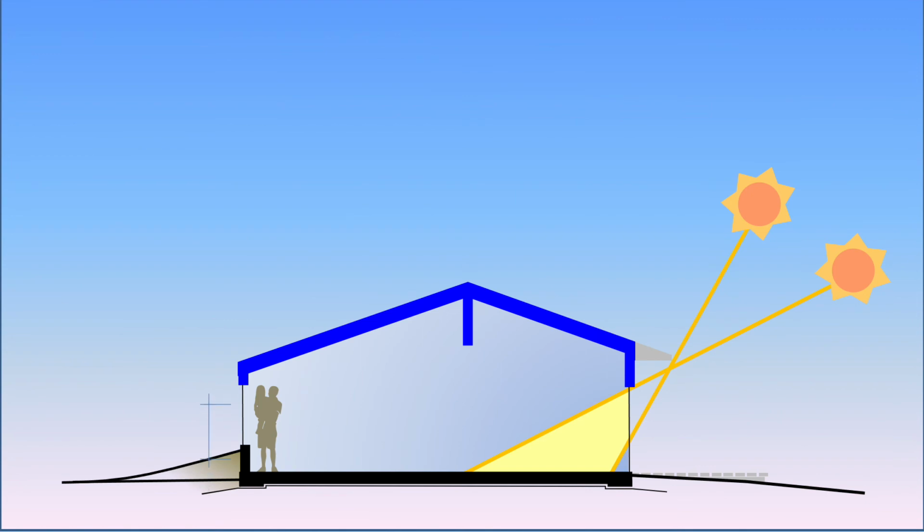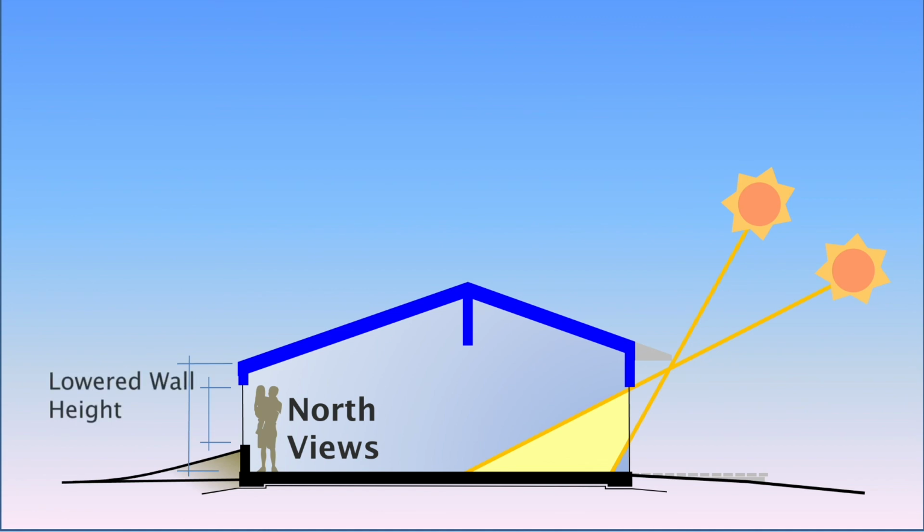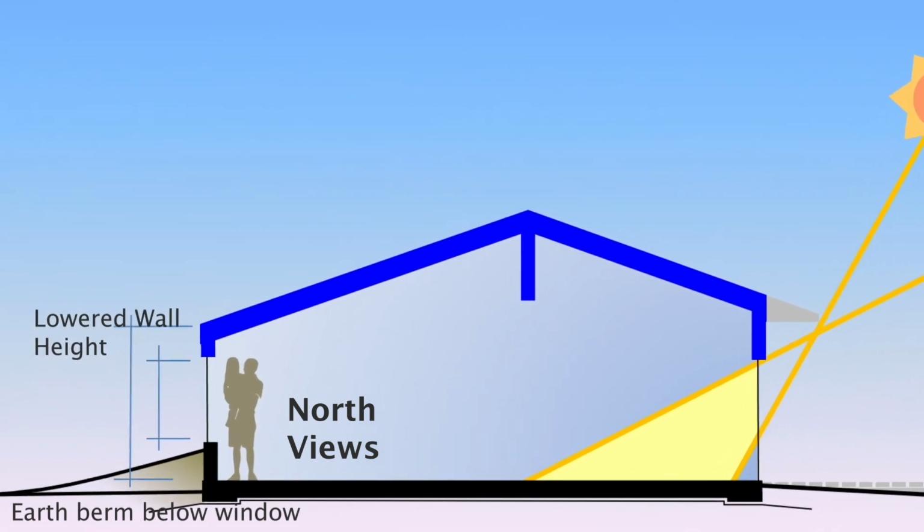You will want to minimize the height and width of the north-facing glazing without losing your views. Also, you can minimize the exterior exposed northern wall area from the cold winter winds by lowering the wall heights and by earth berming below the windows, as shown.